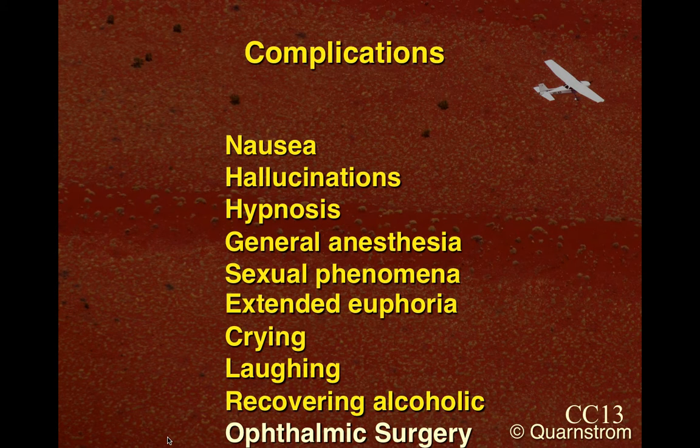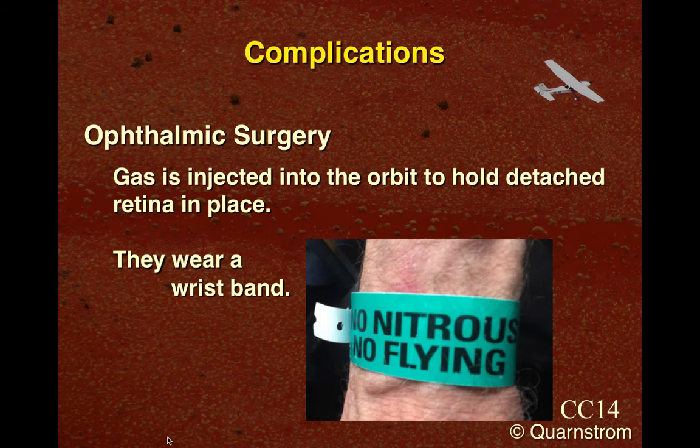The other group you want to avoid is people that have had recent ophthalmologic surgery, particularly if it's been a detached retina. Good friend of mine had a detached retina, and how they treat this now is they actually inject a gas into the orbit of the eye, and that pressure puts the detached retina back in place, and then they tack it down with a laser to scar it where it belongs, and it'll stay there. And they wear a wristband. This is a wristband he was wearing when I saw him the other day. It says no nitrous or no flying, and that wristband stays on until the gas is absorbed.